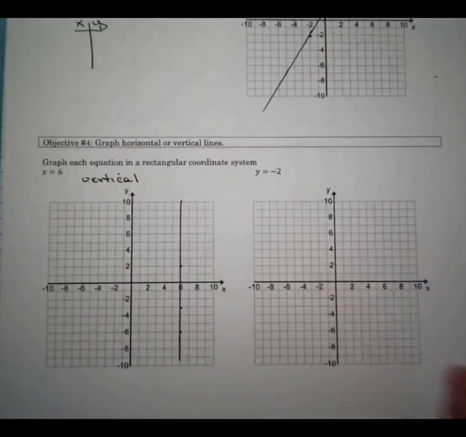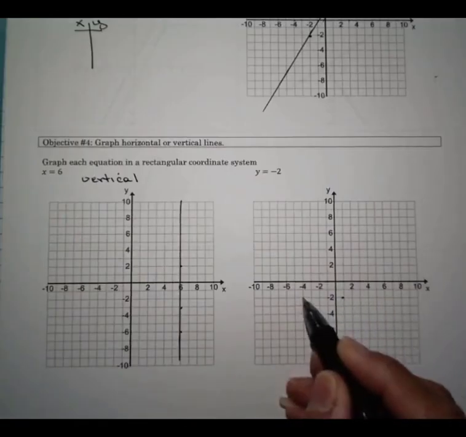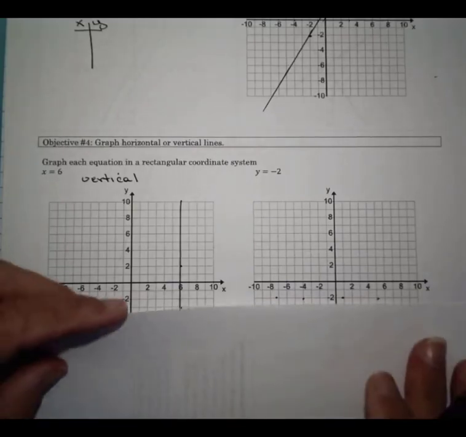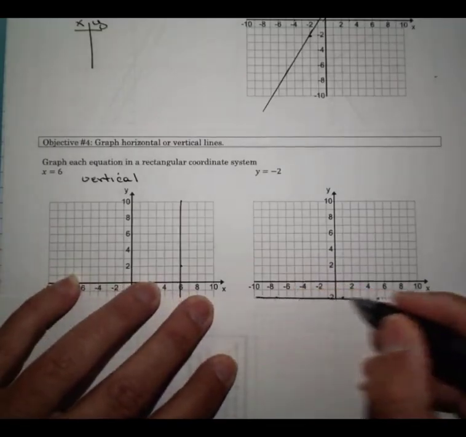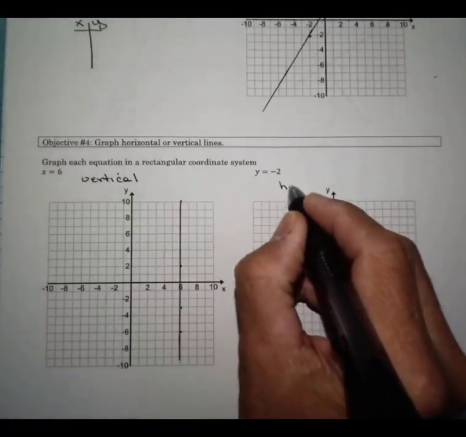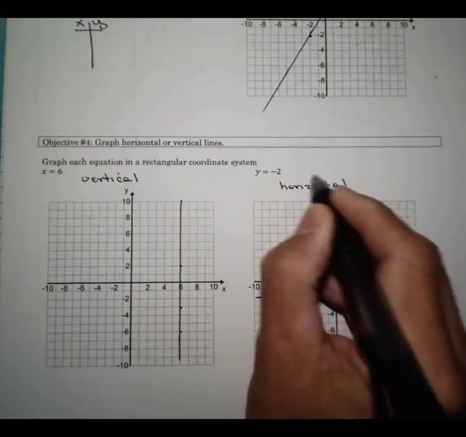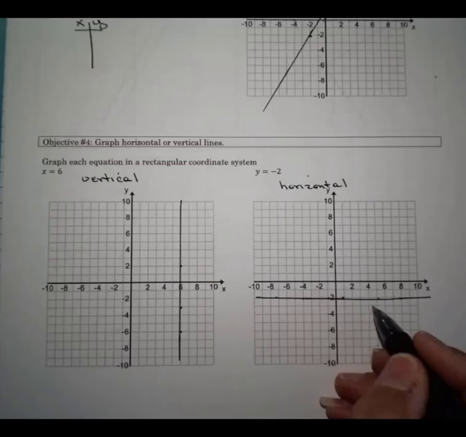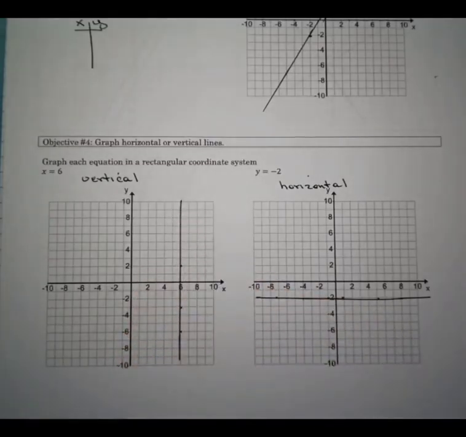What about y is equal to? Well, it's the same thing. This is a point where y is -2, and this is a point where y is -2, and so on, all across this horizontal line this time. So y is equal to 2, or -2, is going to be a horizontal line. Can you remember the slopes that go along with these? This one is a slope of 0, and the vertical line has an undefined slope.